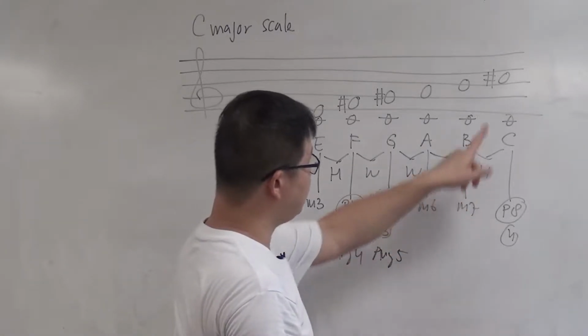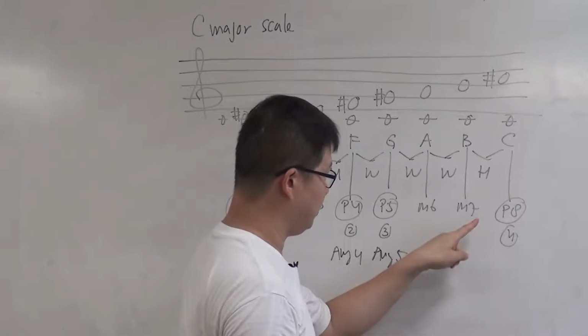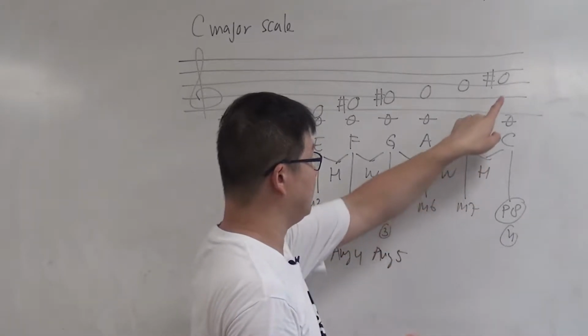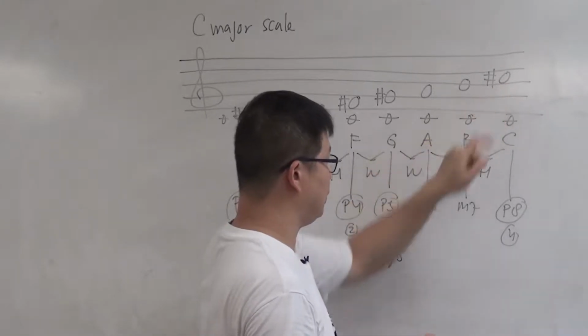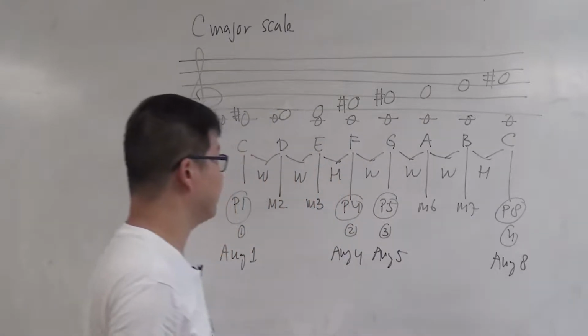And then finally C to C, which is an octave higher. If there are no accidentals, this is a perfect 8th. However, if there's an accidental, which is the sharp at the second note, we call this augmented 8. Now let's do some exercise.